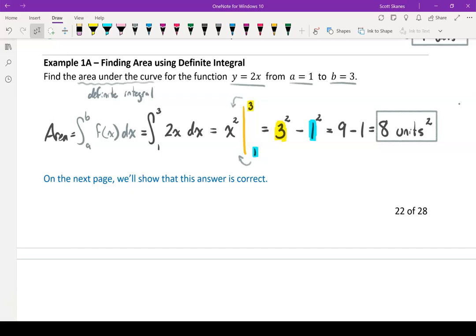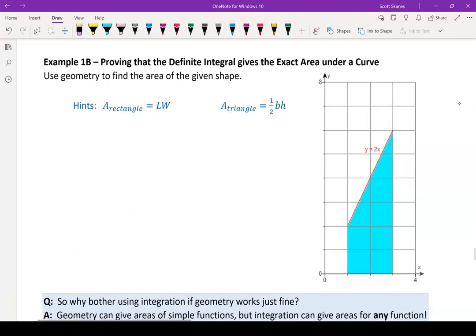Okay, so pause the video here and finish the question up if you need to, and then I'll show the comparison. But keep this idea of 8 units in your head. So example 1b, it says proving that the definite integral gives the exact area under the curve. It says we're going to use geometry, which means working with the shapes, not the calculus, to find the area.